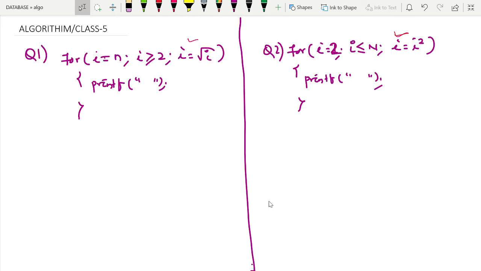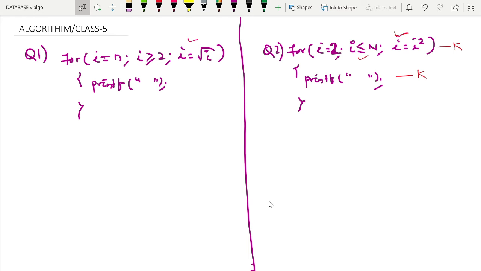The same thing we need to do for every question. Don't worry by seeing the question. Just remember the fundamental thing: we need to find out how many times this loop gets executed, right? So suppose the loop gets executed k times, until the condition is no longer satisfied.